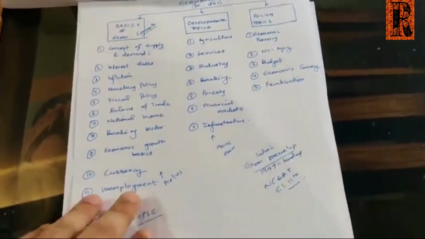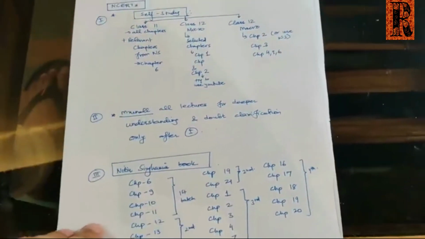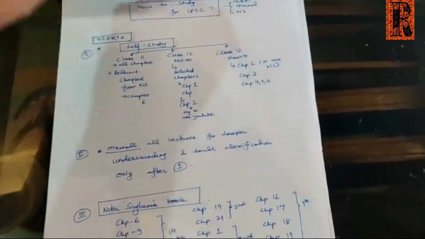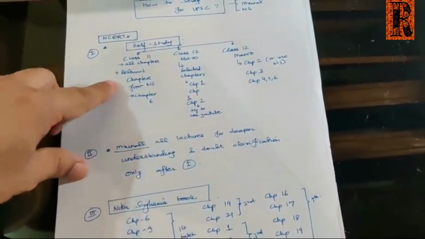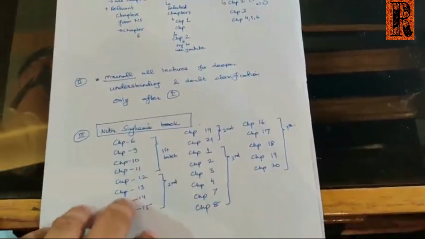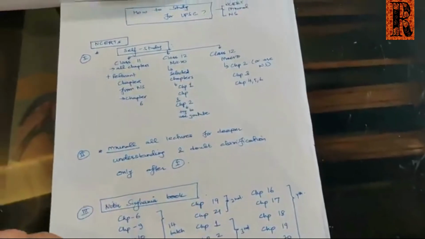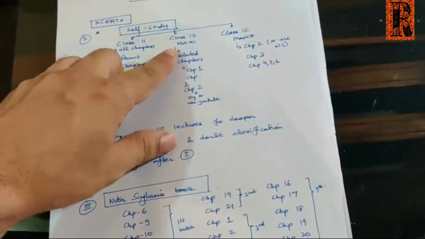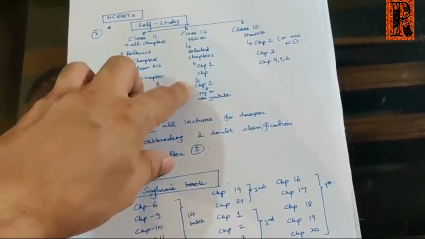So these are the three pillars of basically self study for economics for UPSC. Self study karna hai aapko, usme class 11th ki poori book padhni hai. Then Nitin Singhania ke relevant chapters which are given here, all the chapters are relevant anyways. Then class 12th microeconomics. For that you just need to download that book, same on the online page, and you need to only selectively study chapter 1 and chapter 2.